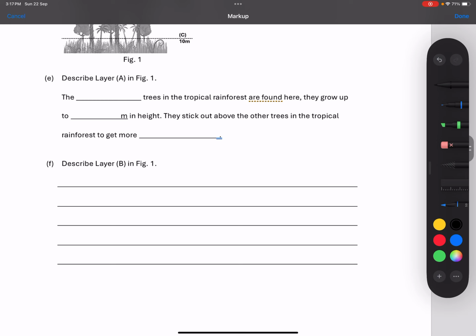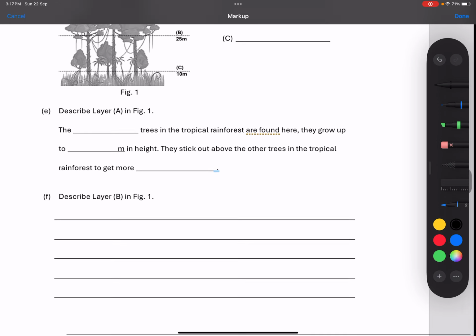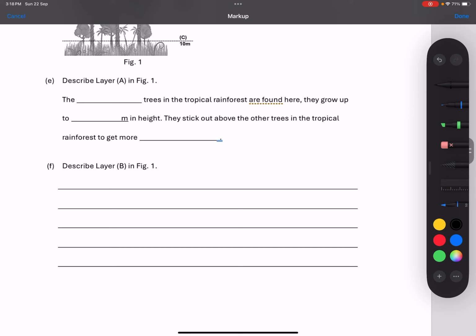So if you're looking at layer A, layer A will be the emergent layer. The emergent trees are found here. They grow up to what kind of a height? They stick out above the rest of the rainforest. Why? Because they want to look special? No, because they need to seek out more sunlight. So to aid their growth, this is their adaptation. They grow super tall, right?